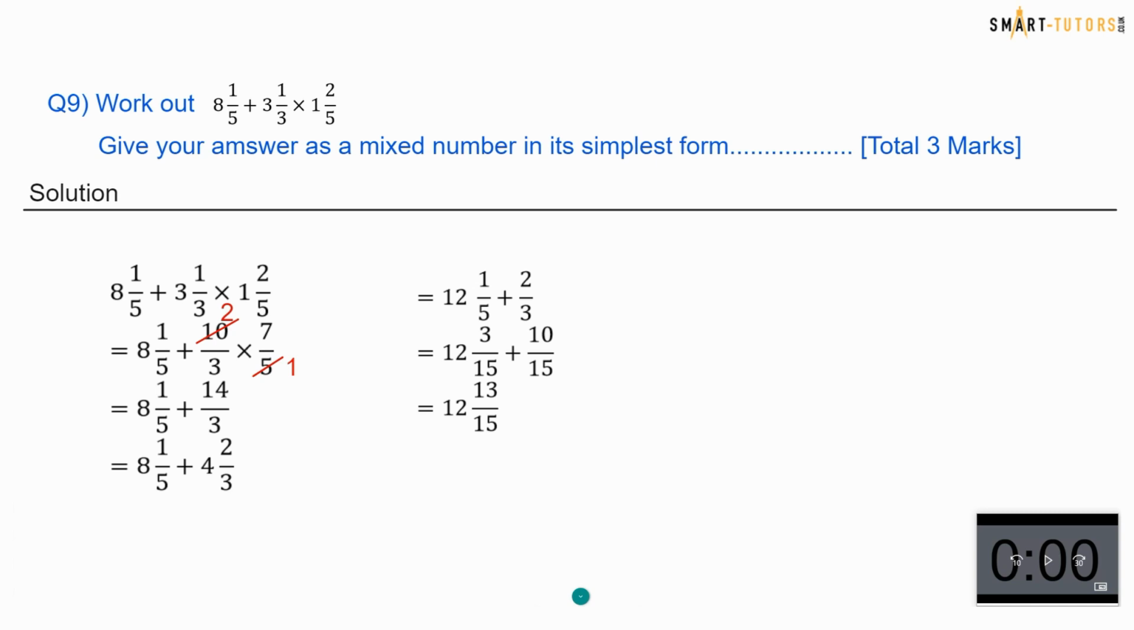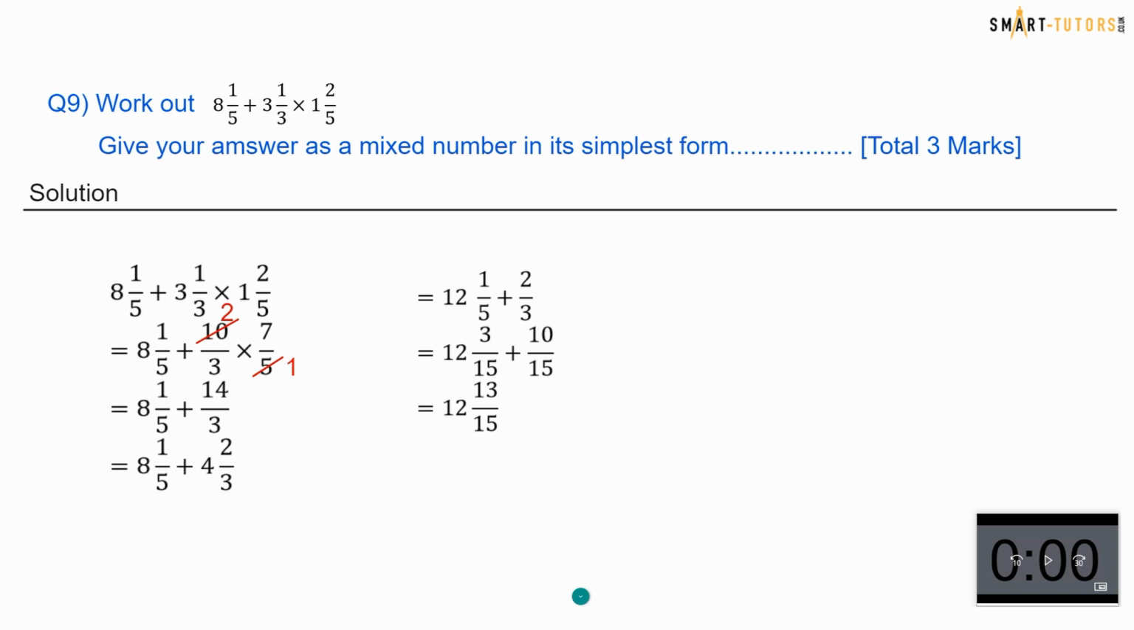So 3 times 3, 9 plus 1, 10 over 3, times 5 times 1, 5, plus 2, 7 over 5. 10 and 5 can be cross-cancelled. 5 goes into 10 two times, and 5 goes into 5 one time. So 2 times 7 is 14 over 3. Add this to 8 1/5. 14 over 3 can be converted to a mixed fraction, which is 4 2/3. Then 8 plus 4 added together, the whole numbers, is 12.